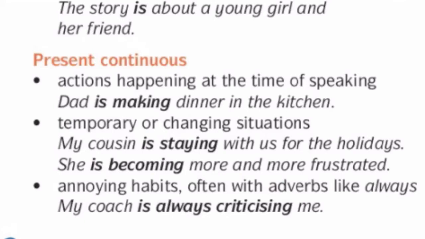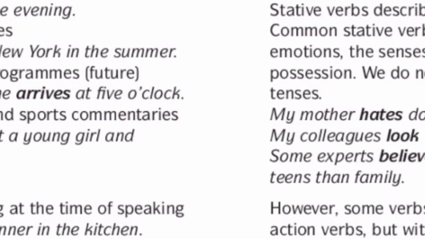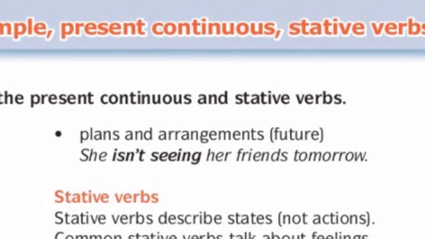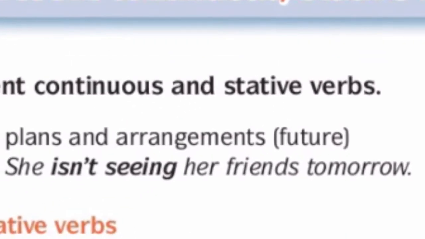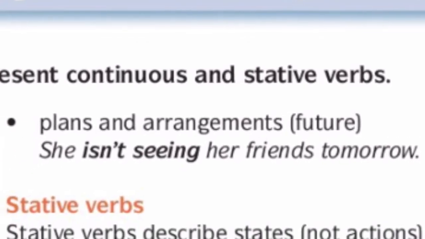Another example is my friend is always disturbing me. So the word disturb is used in the form of present continuous because being disturbed is what annoys you. Now let's go to the next usage of present continuous. Present continuous is also used for plans and arrangements in the future.